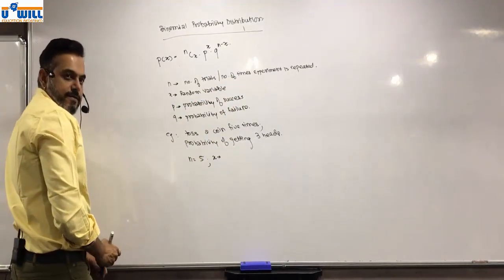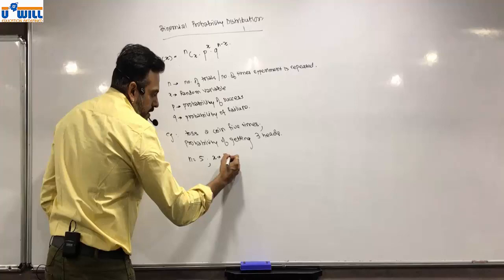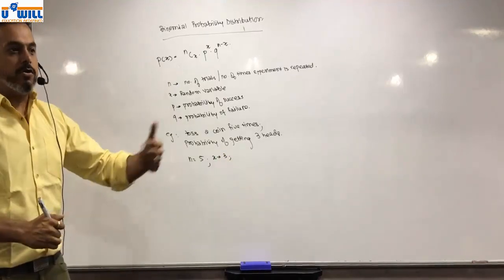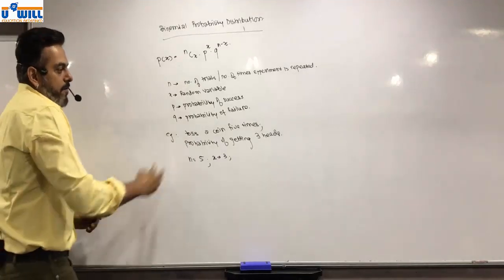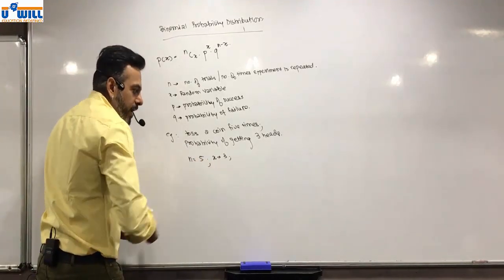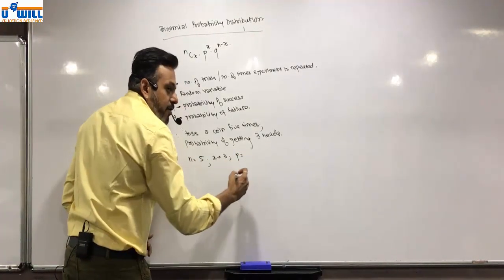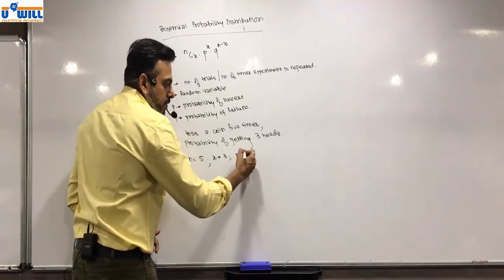What is x? 3. Very good. Can I say x can be 0, 1, 2, 3, 4, 5? Possible. So over here we want to find x is equal to 3. What is p? Probability of getting head? 1 by 2.